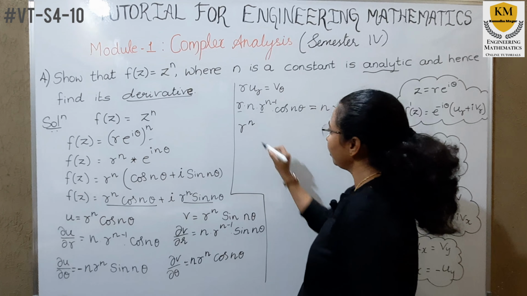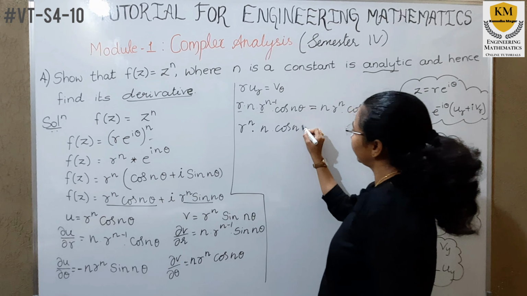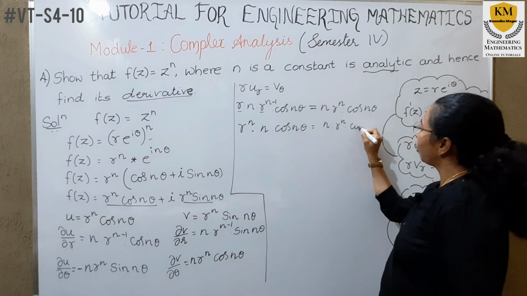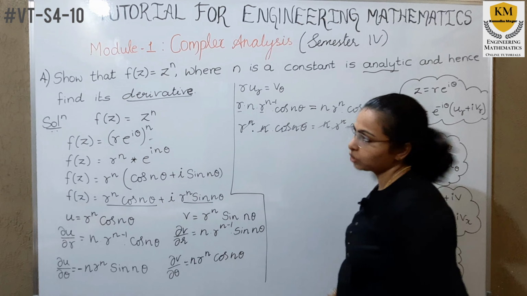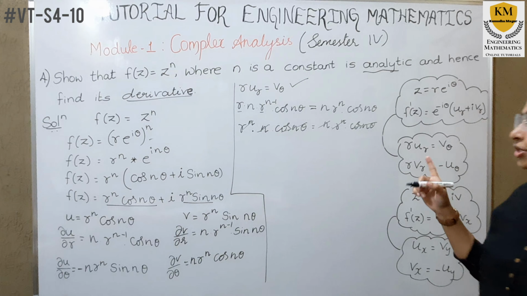You are left with r to the power of n into n into cos n theta, which is equal to n into r to the power of n into cos n theta. Observe carefully, all are equal. So I can say the first Cauchy-Riemann equation is satisfied.